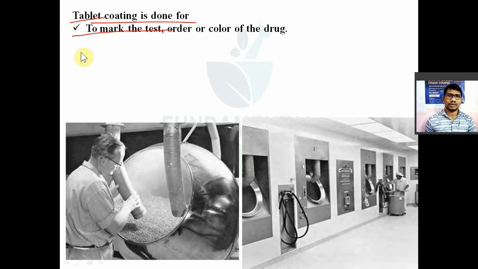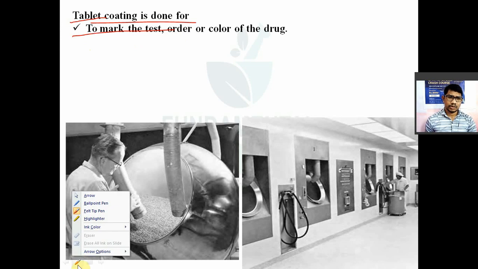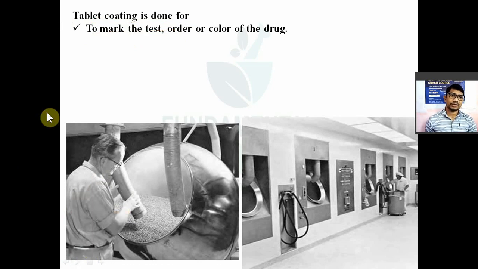If the drug has an intense bitter taste, it is not palatable and not convenient for the user. So obviously, to mask the taste, you are coating the tablet. Again, to mask the taste, odor or color of the drug. If you have a black colored tablet, it does not look good to take. So to mask the taste, odor and color of the tablet, coating is done.